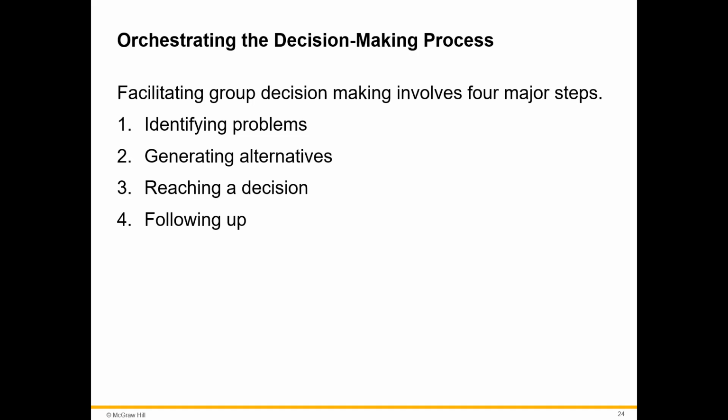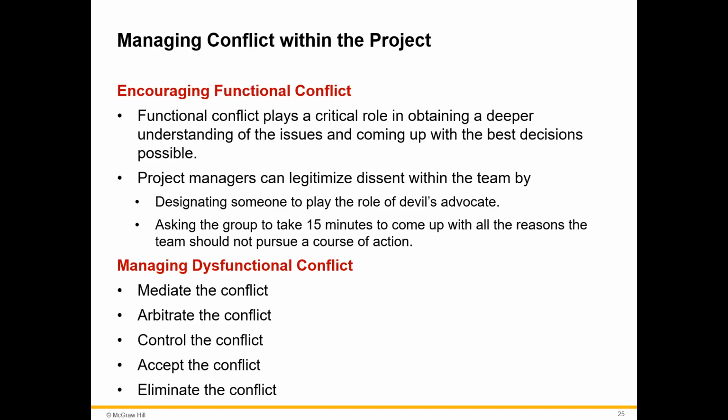So whenever we manage a conflict problem, we want to encourage functional conflict. Let us say, I just don't agree with this scenario. Let us talk about it. Okay. So a functional conflict plays a critical role in obtaining a deeper understanding of the whys, hows, and ifs, understanding the issues and coming up with the best decision as much as possible. Okay. So project managers can even legitimize dissent within a team by designating someone to play the role of devil's advocate.